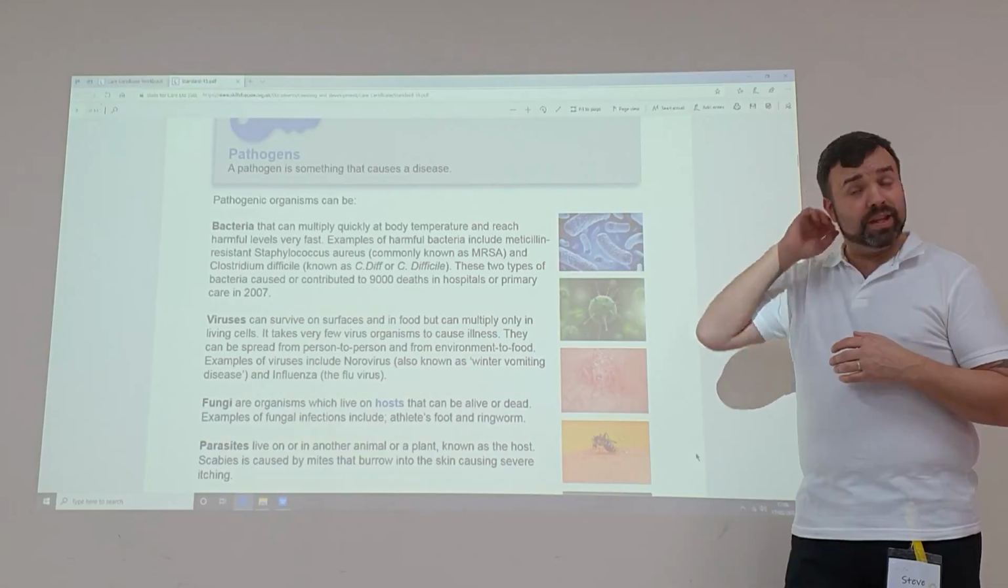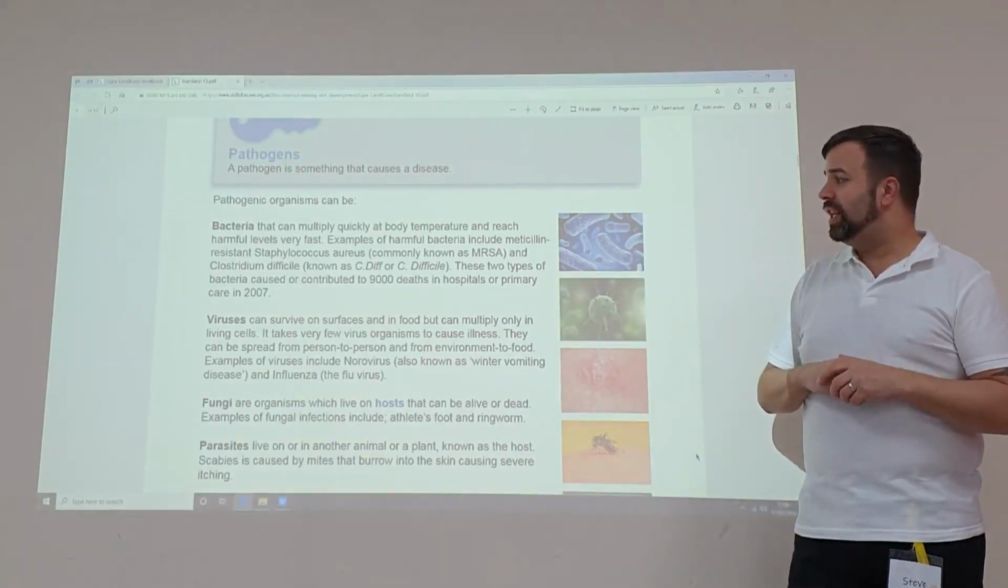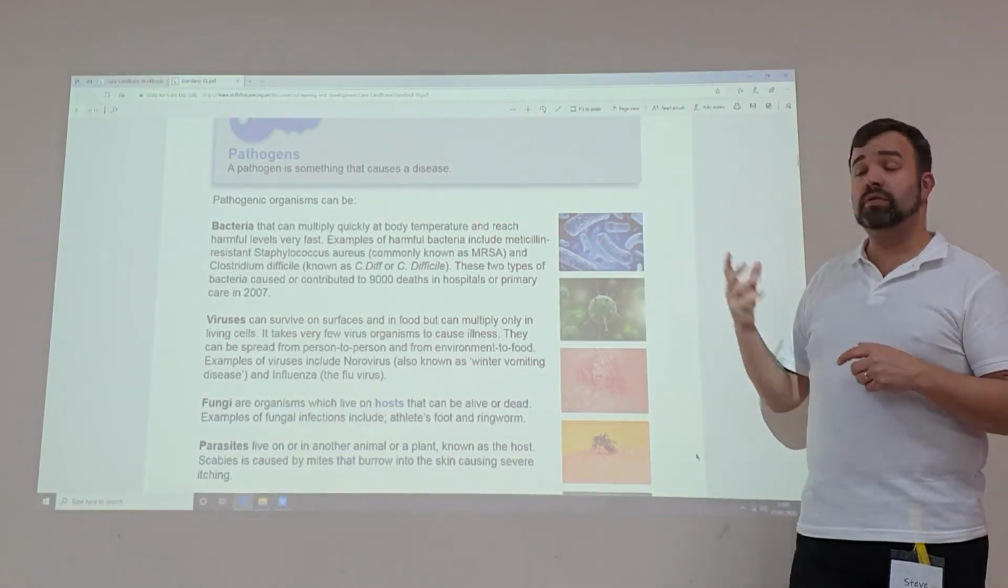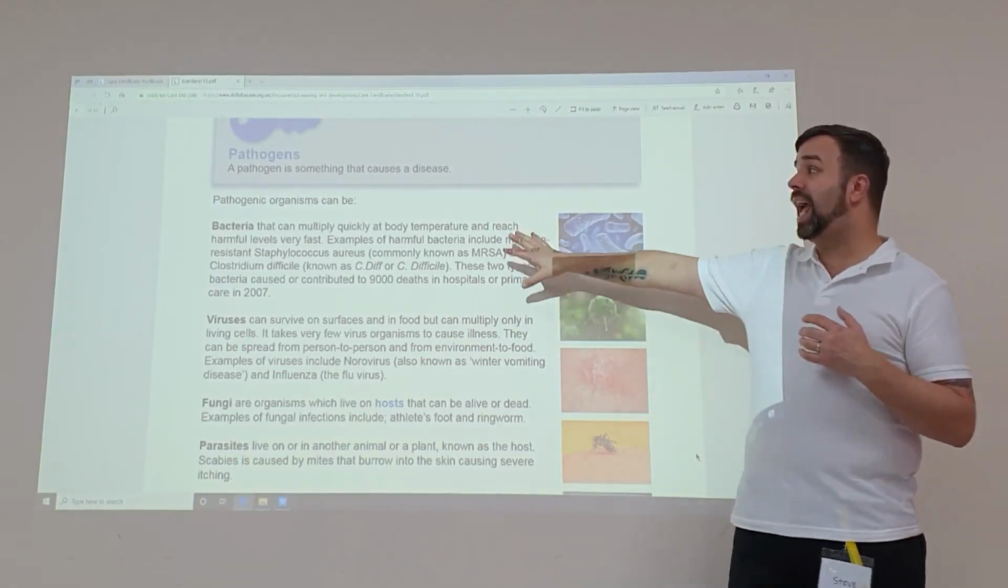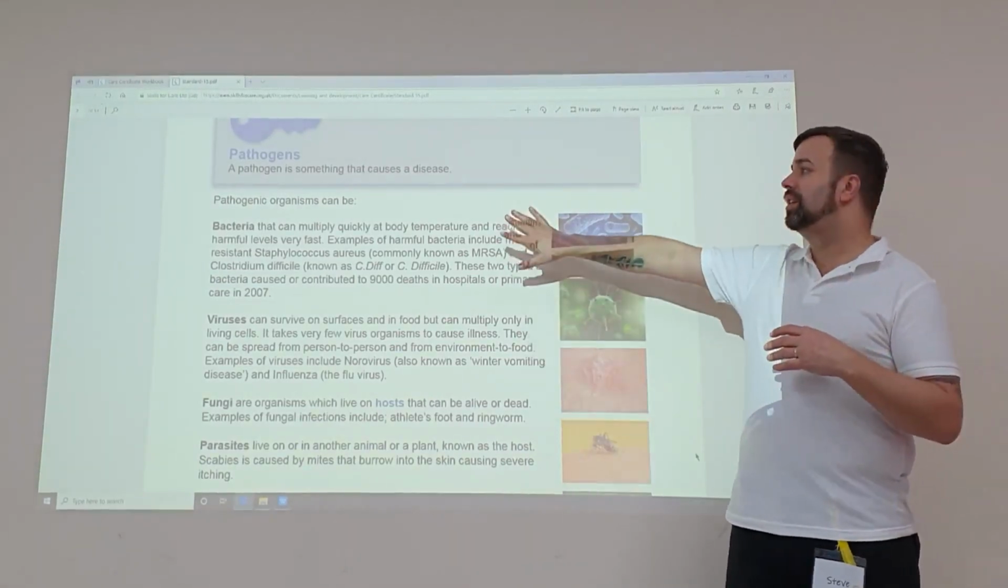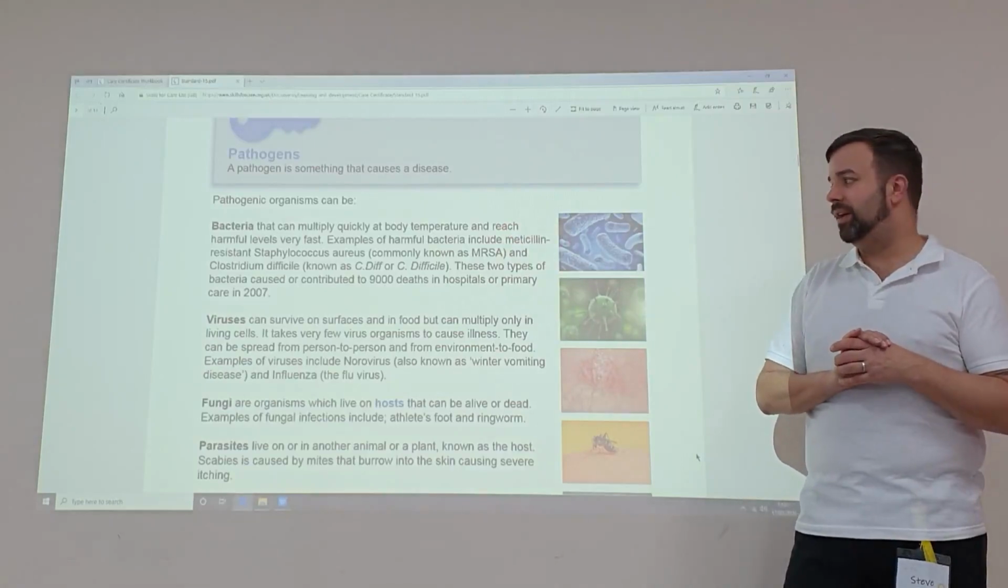In 2007, the last data that they received, nearly 9,000 deaths were caused through bacteria and pathogens. And again, poor food hygiene can contribute to bacteria.